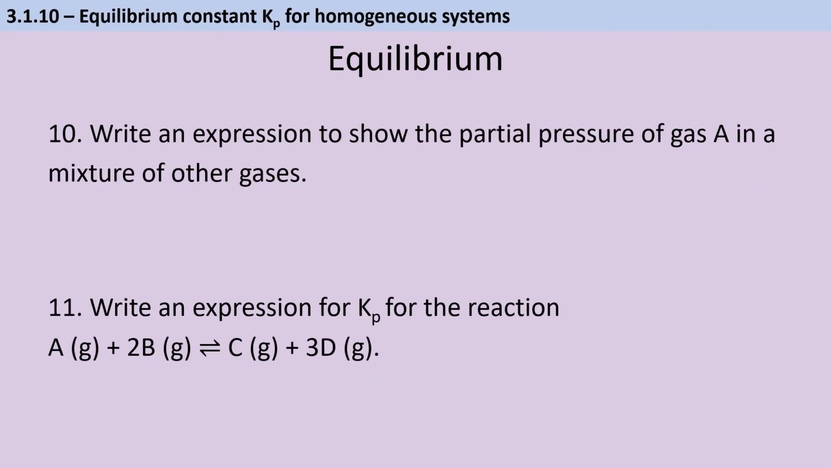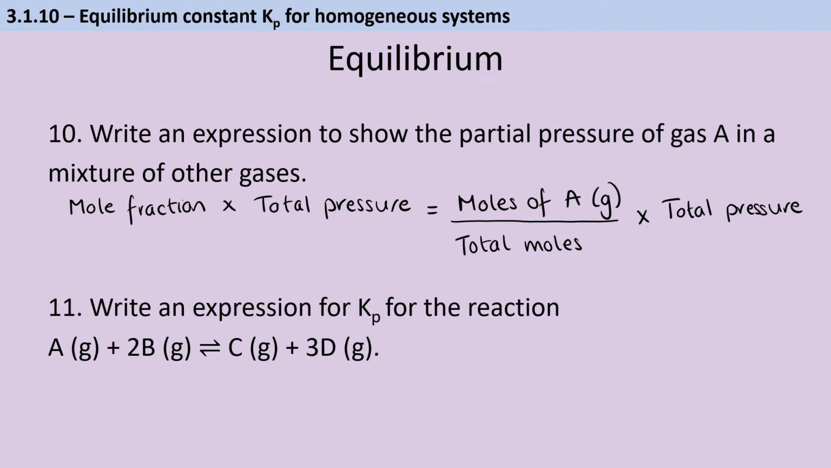To figure out what the partial pressure of a particular gas is, we take that mole fraction that we just worked out and we multiply it by the total pressure. So if I'm going to write a complete expression, we'd have our moles of A again divided by the total moles and then that multiplied by the total pressure for the reaction mixture.